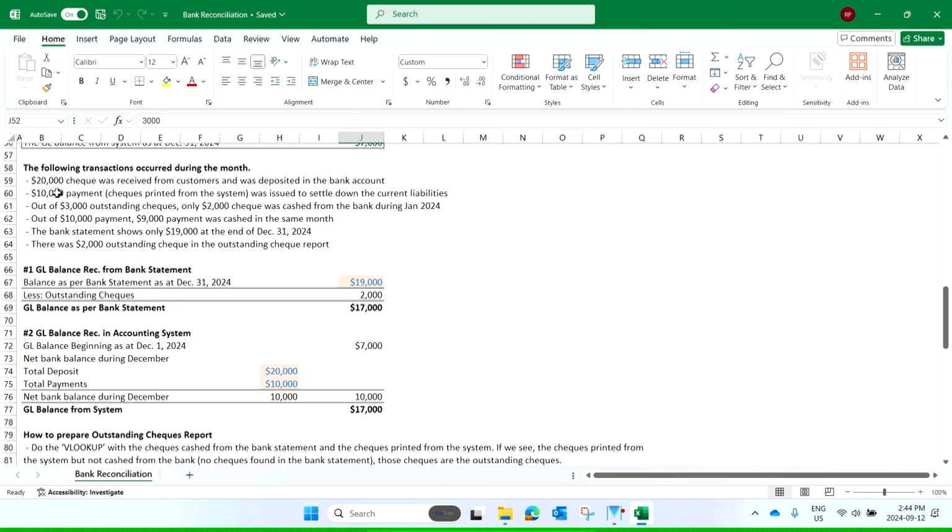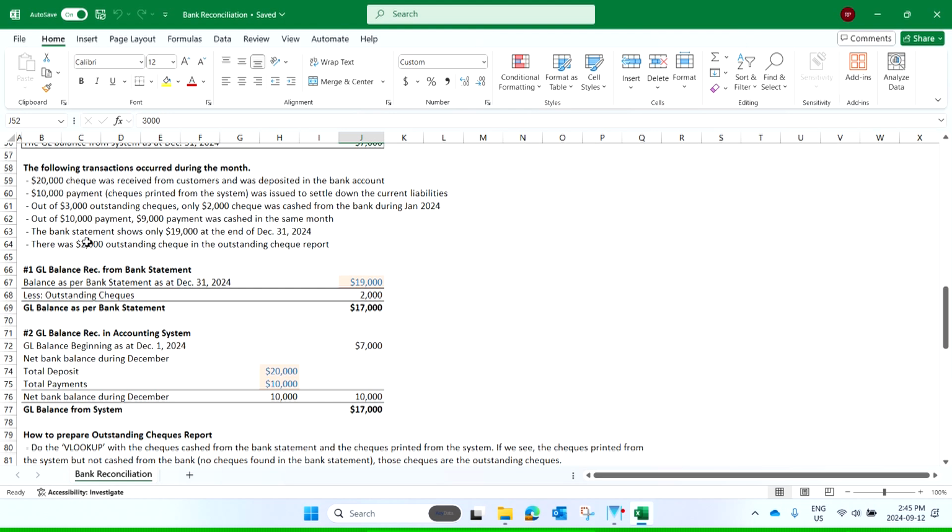We had a $20,000 check received from a customer and deposited in the bank. Remember that for the $20,000, the bank account will be debited, right? Then a $10,000 payment was issued to settle a current liability, so you also issued $10,000 in payment to your supplier, your vendor. Out of the $3,000 outstanding checks you had before, $2,000 of checks were cashed, meaning the bank already reduced the $2,000. So $1,000 is remaining from there.